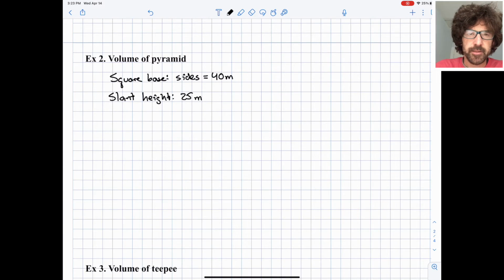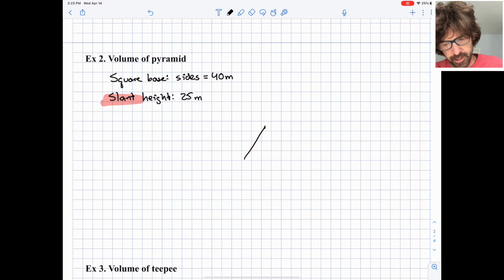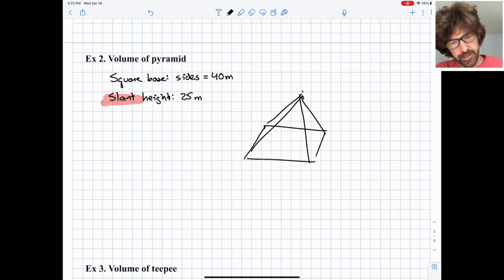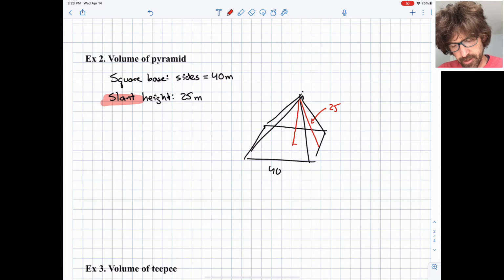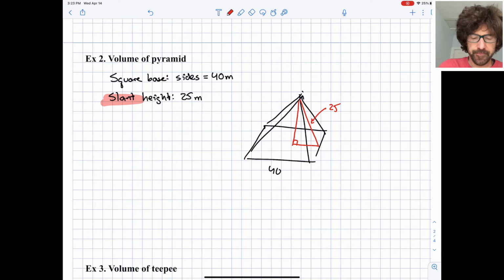Here's another one that's a little bit more complex because I'm giving you the slant height, I'm not giving you the perpendicular height. So sometimes it's really helpful to draw a sketch here, and I won't draw a perfect sketch, but I'll do my best. If we have a square pyramid that has a square base with sides of 40, I hope you can see that this slant height which we're given, which is 25, is actually the hypotenuse of a triangle whose sides we could figure out. The base of that triangle is going to be 20.